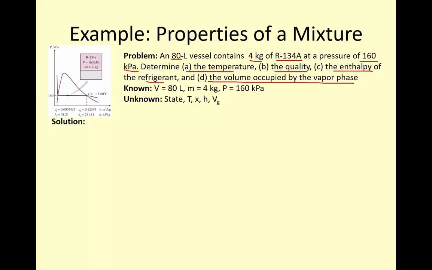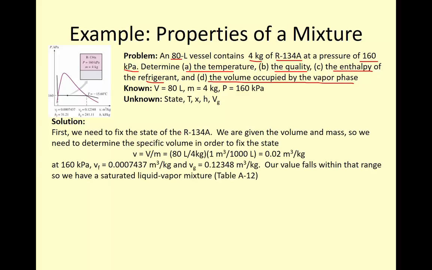Now using instead R134A, the table that we need to look at is table A12. So that's again in your appendices, in the back of the book, and make sure you're always looking at the correct substance for your property values. So we first again need to fix the state. So we need to solve for the specific volume. We solve for the average specific volume by dividing the volume through by the mass, and then converting to meters cubed per kilogram.